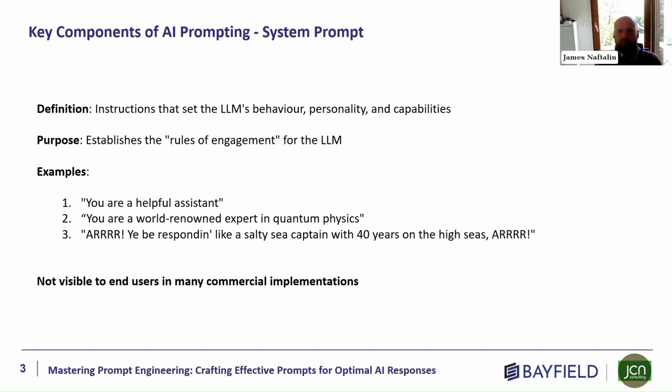So starting off with the system prompt, this is an instruction that sets the LLM's behavior, personality, or capabilities, and establishes, if you like, the rules for engagement. So my standard system prompt when I'm dealing with real estate would be: you are a helpful real estate assistant, you are a helpful valuation assistant. To be honest, I haven't really tested and contrasted to see what difference this makes, but everyone seems to do it, so I do it too.